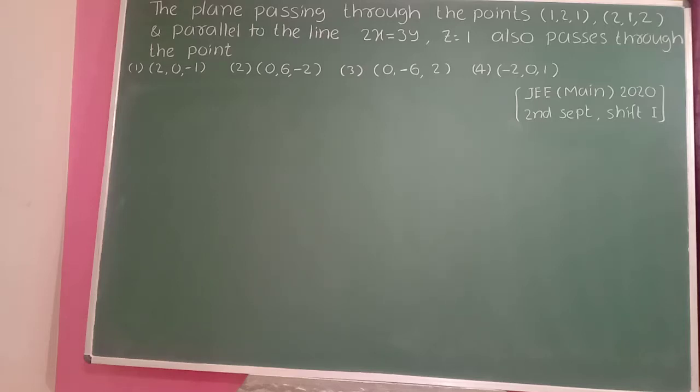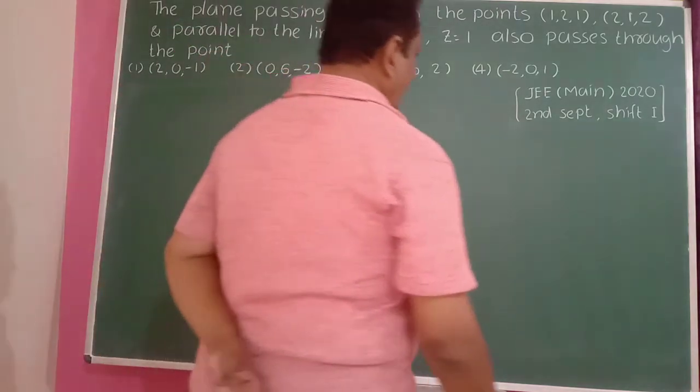The plane passing through the points (1, 2, 1) and (2, 1, 2), and parallel to the line 2x = 3y, z = 1, also passing through the point here. Four options are given. In this case, here is the plane.